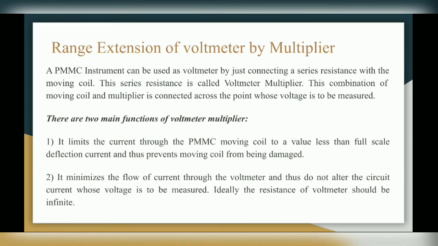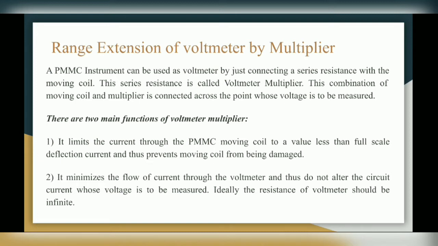Range extension of voltmeter by multiplier. We can extend the range of voltmeter by using the multiplier resistance. A PMMC instrument can be used as voltmeter by just connecting a series resistance with the moving coil. This series resistance is called voltmeter multiplier. This combination of moving coil and multiplier is connected across the point whose voltage is to be measured.